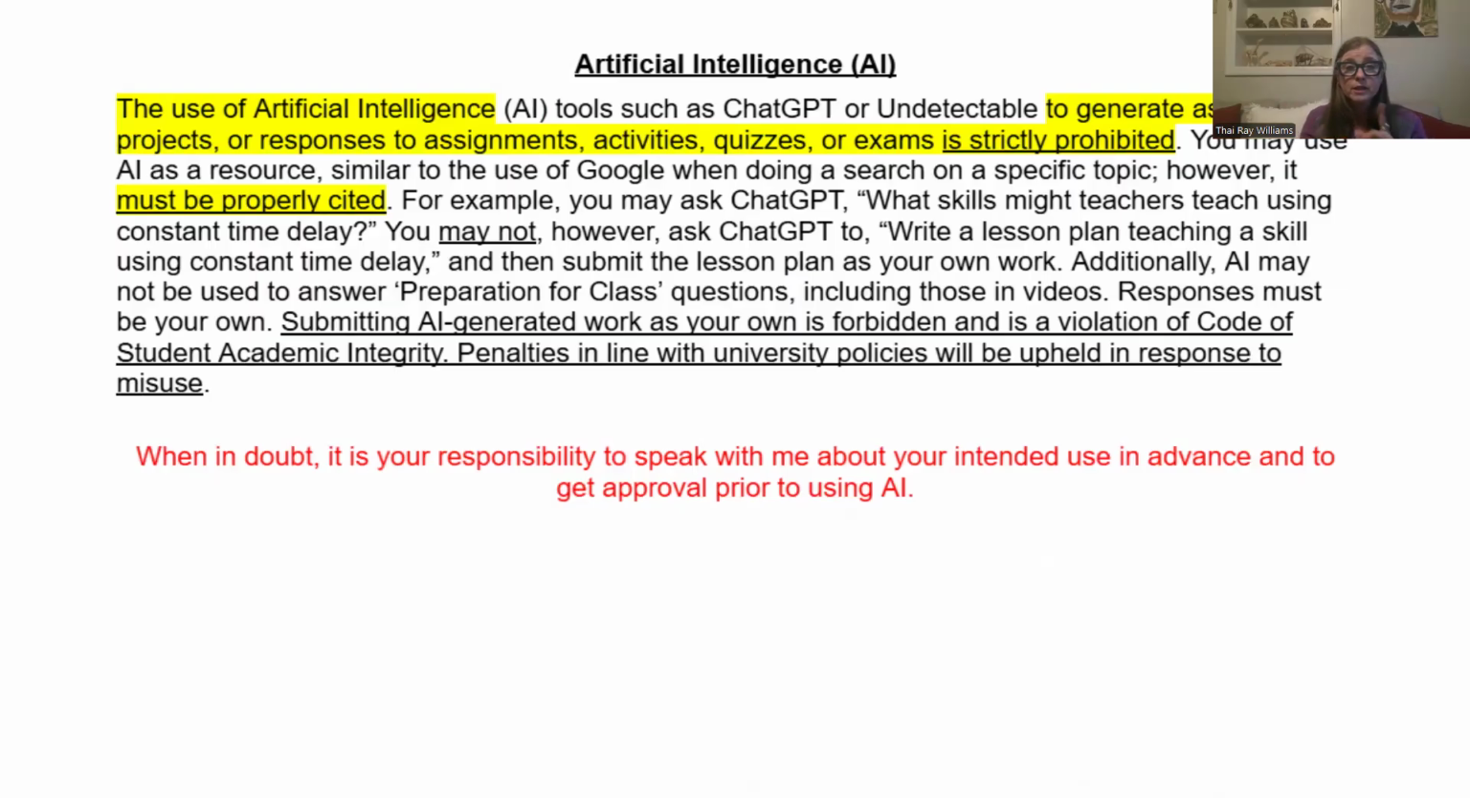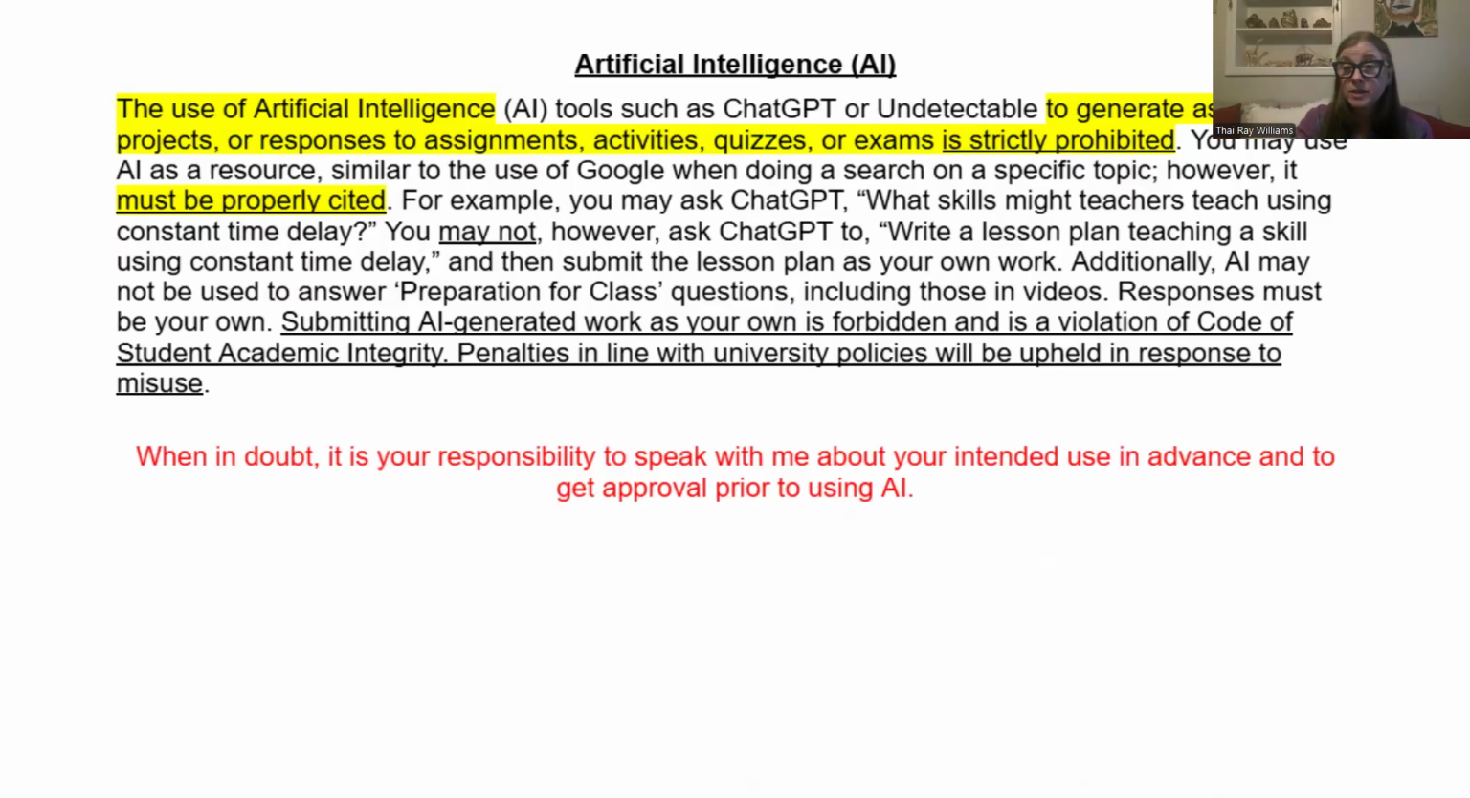If you are ever in doubt, it is your responsibility to reach out and ask me and talk to me about your intended use and to get approval ahead of time. Now, there are some activities that I will give you prompts and I will say AI is cool to use here, but if I don't explicitly say it, don't use it to generate anything.